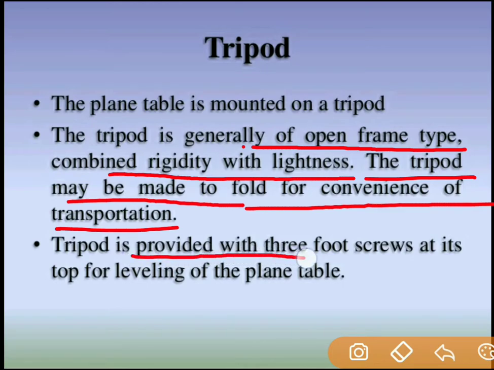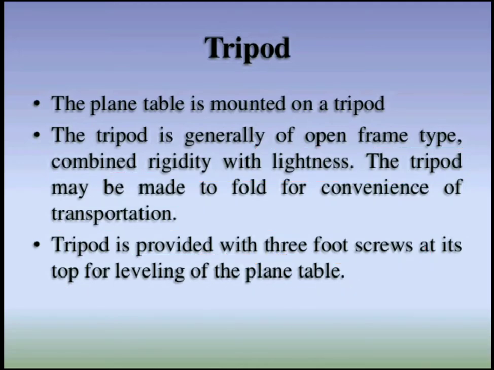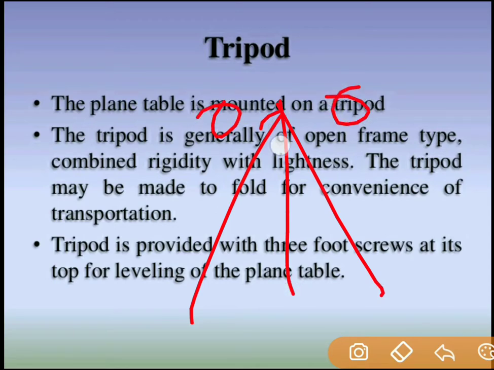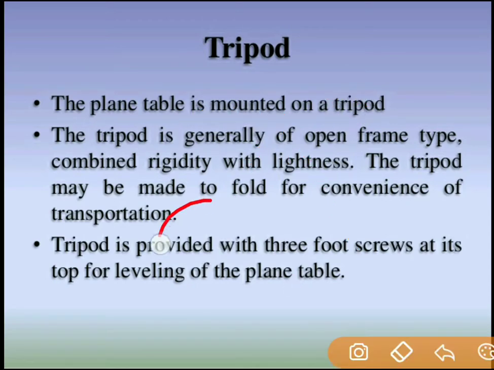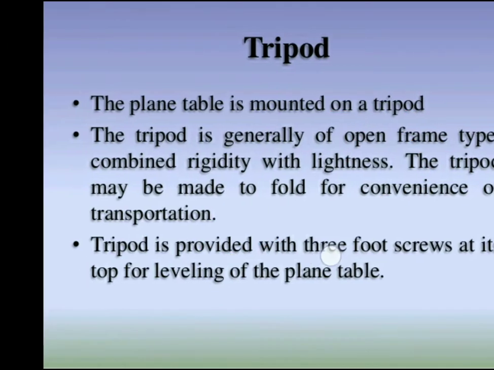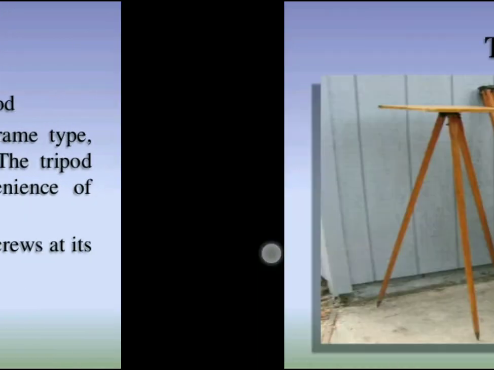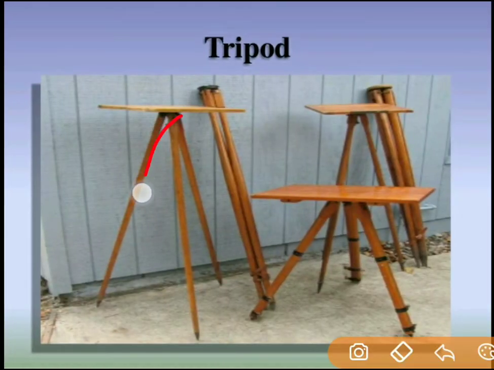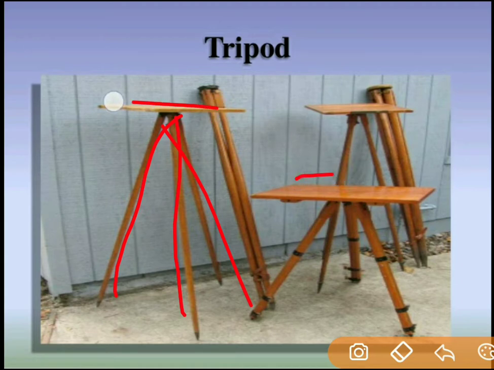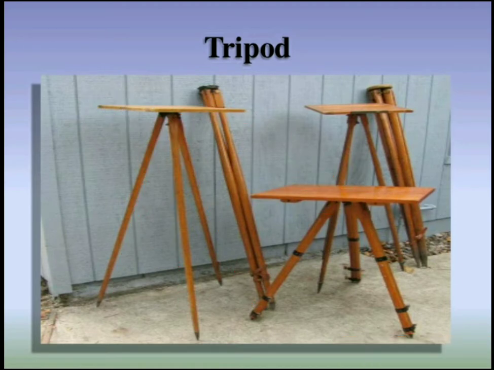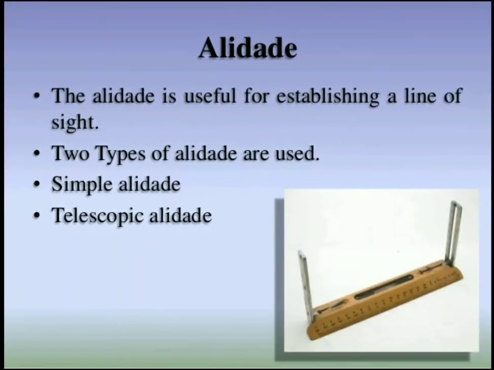Next, the tripod is provided with three foot screws. They are for leveling the plane table. With the help of the three foot screws, we are leveling up the plane table. Look here, this is the tripod and this is the plane table.